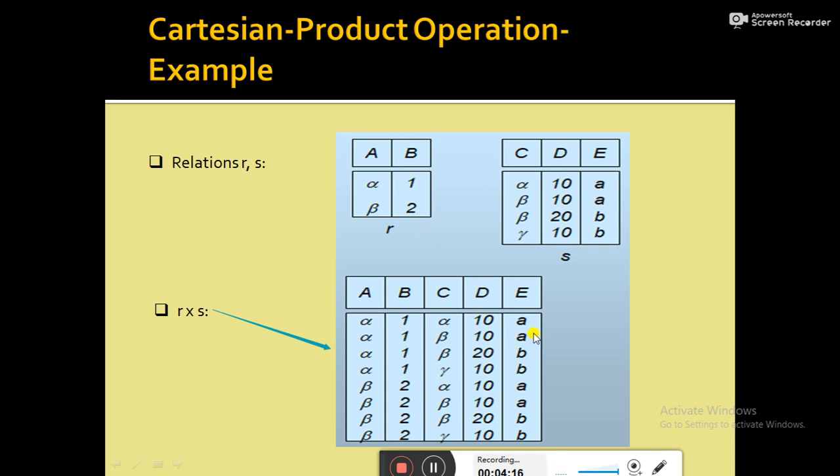So alpha 1, beta 10A. Next, alpha 1 is associated with beta 20B, so alpha 1, beta 20B. Next, alpha 1 is associated with gamma 10B, so alpha 1, gamma 10B. The next record of R is beta 2, which similarly is going to be associated with every record of S. So we will get the total records. For R cross S, the schema will be the combined attributes from both participating relations R and S, and as far as the tuples are concerned, every record of R is associated with every record of S.